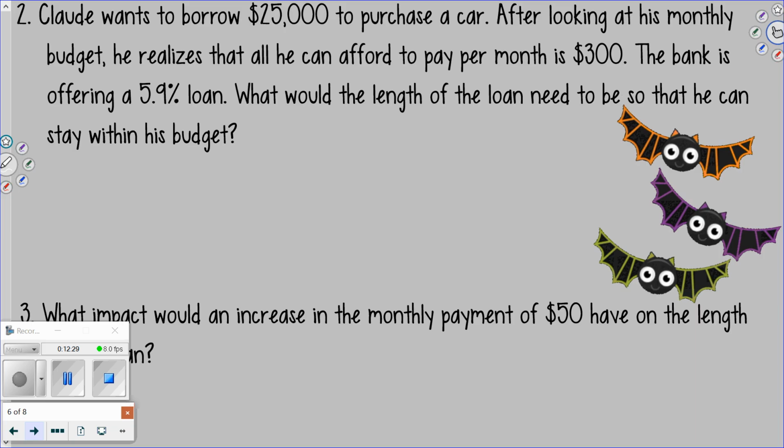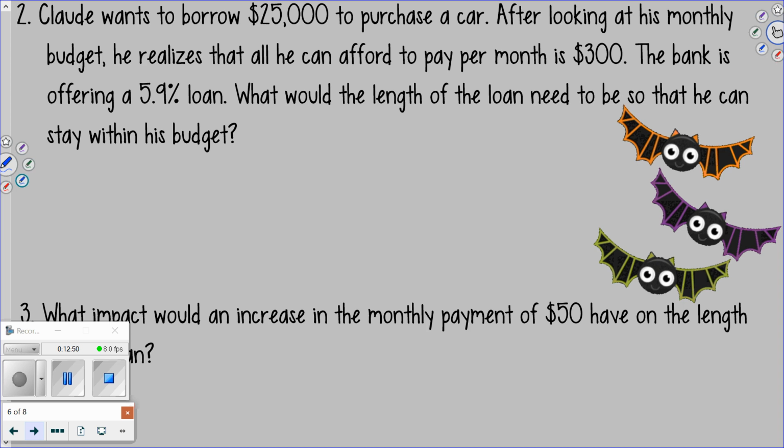All right. So let's go ahead and work through this. Claude wants to borrow $25,000 to purchase a car. After looking at his monthly budget, he realizes that all he can afford to pay per month is $300. The bank is offering 5.9%. What would the length of the loan need to be so that he can stay within his budget?